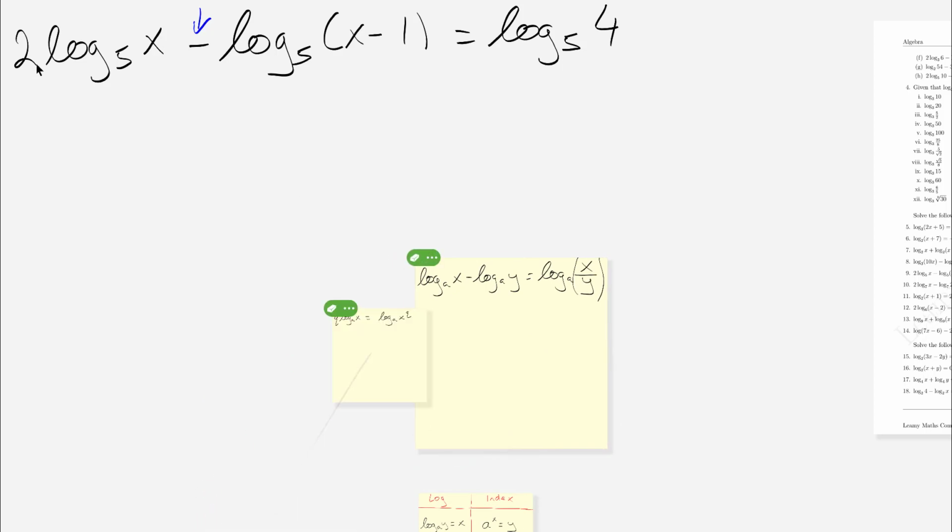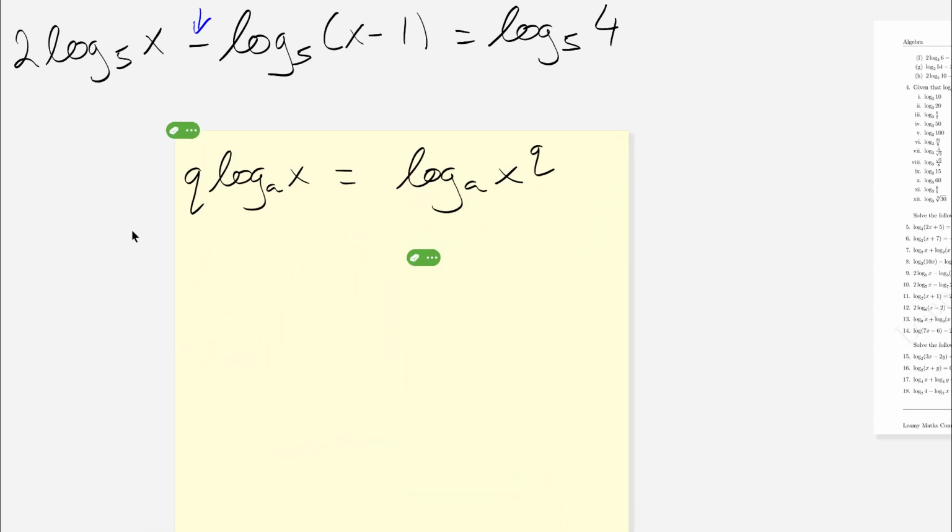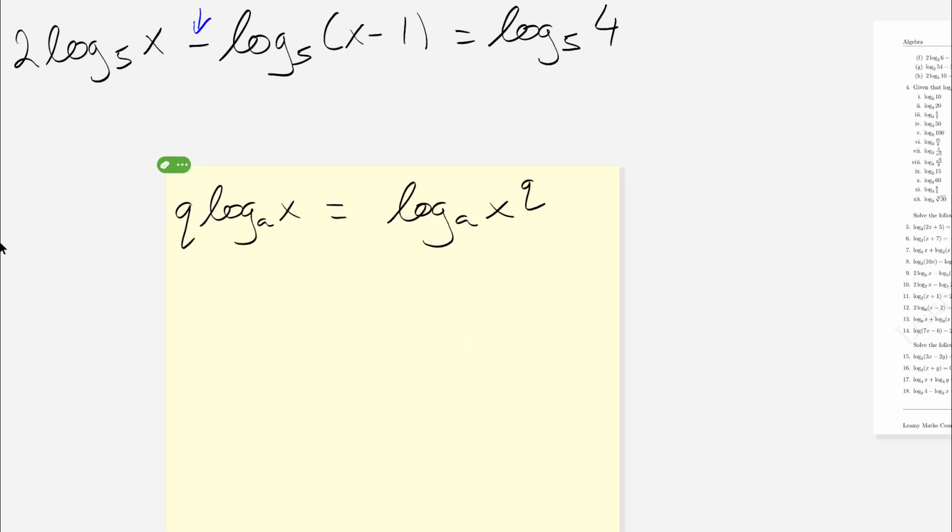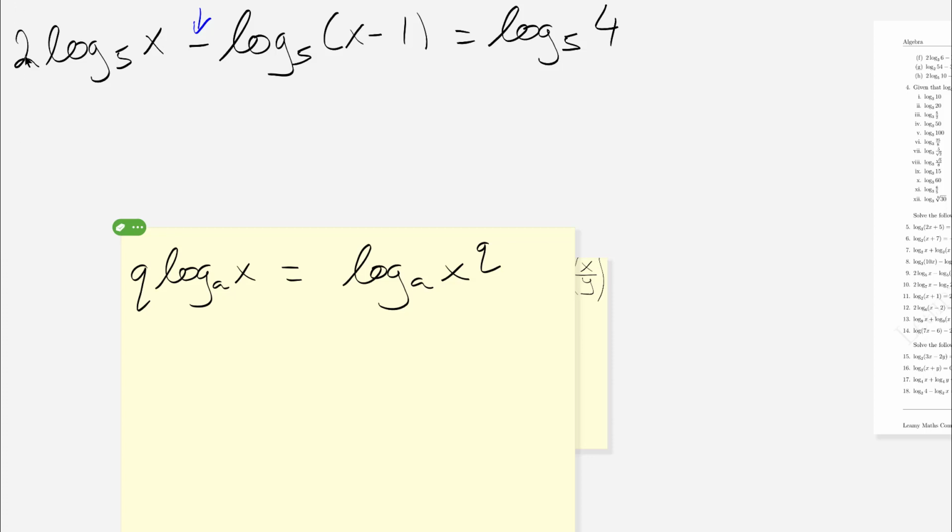So we have a different rule that we looked at in the previous video that tells us if you have a number in front of a log, q log to the base a of x, that number can come up as a power of the argument of the log. So the q can come up as a power of x. All right, so we've seen that rule in the previous video. So I'm going to use that rule to continue on with this equation. My next line will be, I'm going to use this rule here on the 2 and rewrite this line as log to the base 5 of x squared. Now it's just the x that's squared, not the whole log.